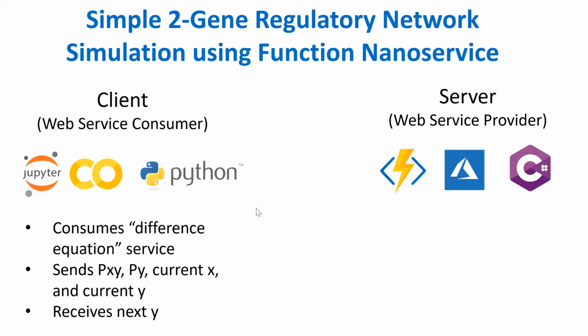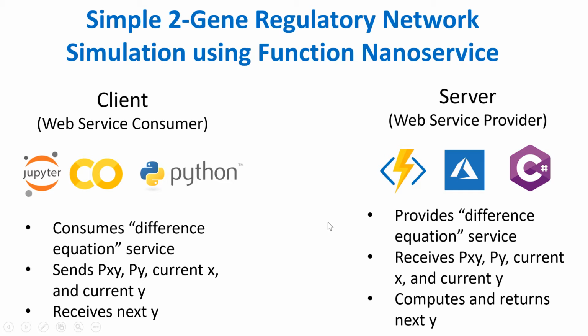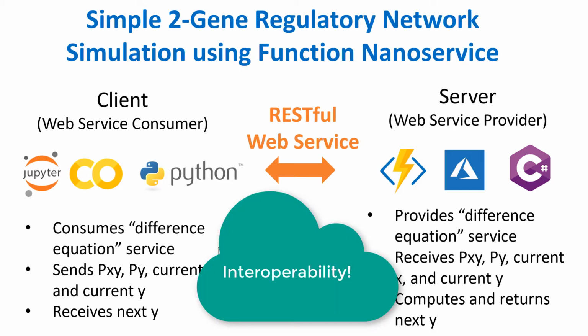The client basically consumes the difference equation service provided by the server, sends p sub xy, p sub y, current x, and current y values to the server, and receives next y. On the other hand, the server provides the difference equation service, receives p sub xy, p sub y, current x, and current y values, and most importantly, computes and returns next y. As you can see, the client code uses Python and the server code uses C#. These two different languages can talk to each other thanks to the RESTful Web Service Protocol, which enables interoperability.